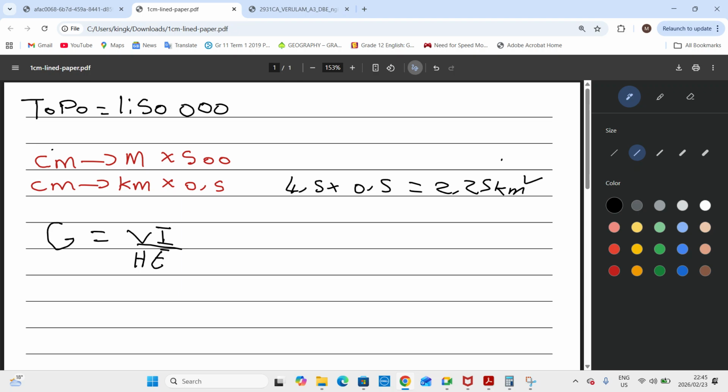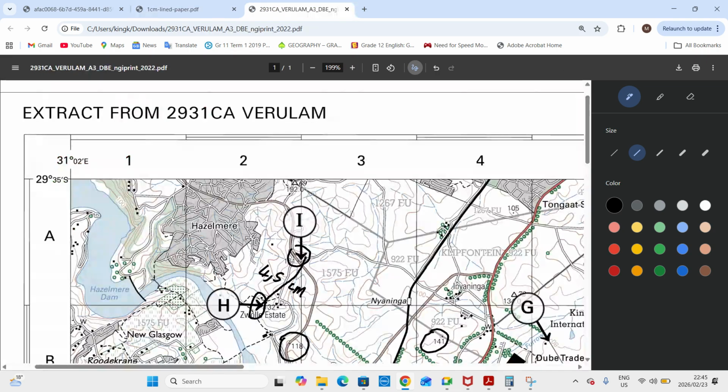Okay, in definition, gradient refers to the steepness of a slope. Now, how do we tell whether a slope is steep or gentle? By just looking at a map. Let me show you on our map of Verulam.